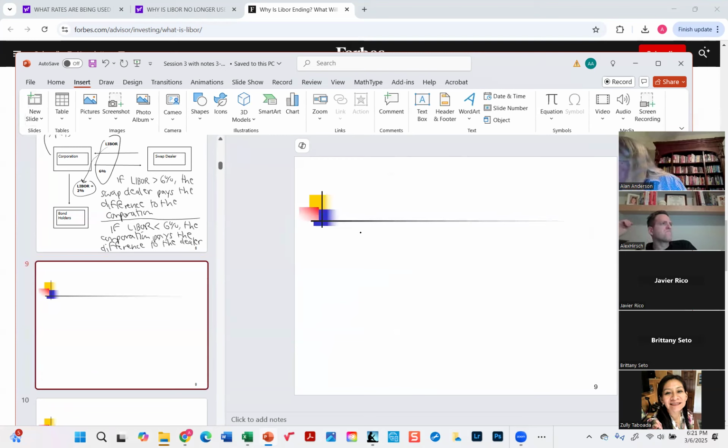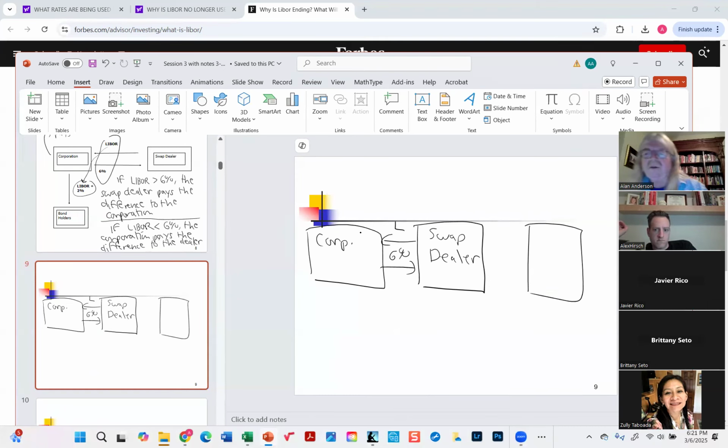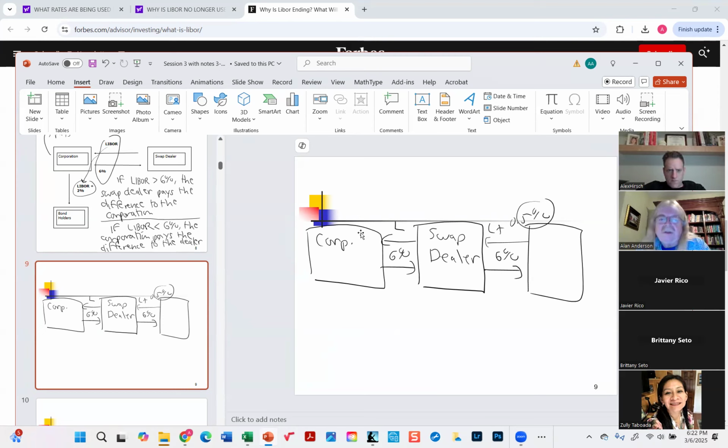The swap dealer, I guess we could put them in the middle here. And they're currently paying to the corporation LIBOR, I'll abbreviate that L, and they're getting back 6%. So what they're going to do is find somebody else out there who wants to do the opposite, who has the opposite outlook on interest rates. And so they'll say, listen, you give us, let's say LIBOR plus 0.5%, and we'll give you 6% in return. So you can see they've locked in a profit of 0.5%. Now it might be smaller than that, but this is how they make their money, by getting into these transactions. They're always paying less interest than they're receiving from somebody else.